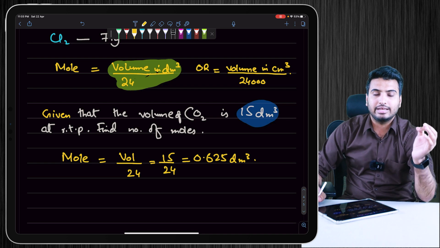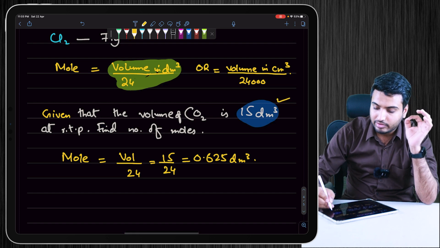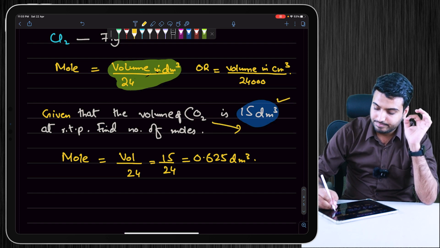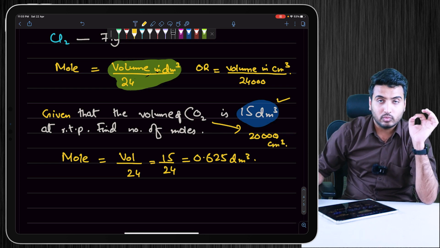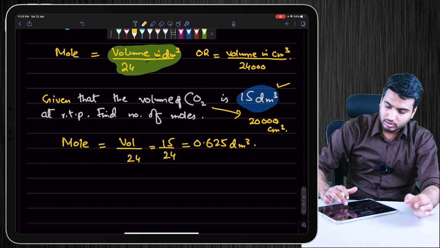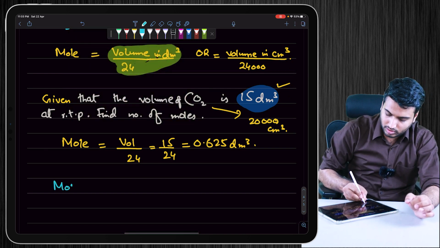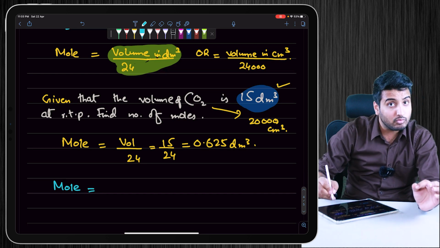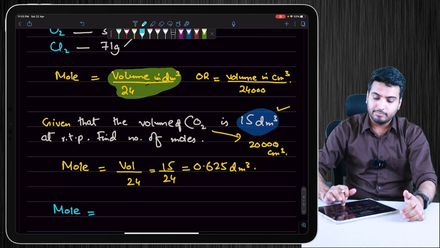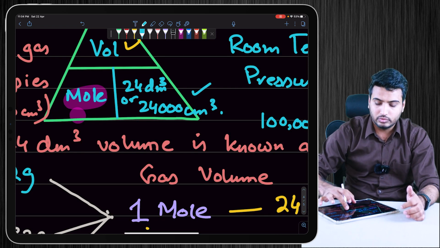All right, if the scenario is changed and they say the volume of carbon dioxide is not 15 dm cube, it is instead 20,000 centimeter cube. Let us suppose if in the question they say they have given the volume in centimeter cube. So what are we supposed to do now? So we need to use the relevant formula, which is mole is equals to volume, as the given volume is in centimeter cube, so we will divide it by 24,000. We will only divide it by 24,000 instead of 24.